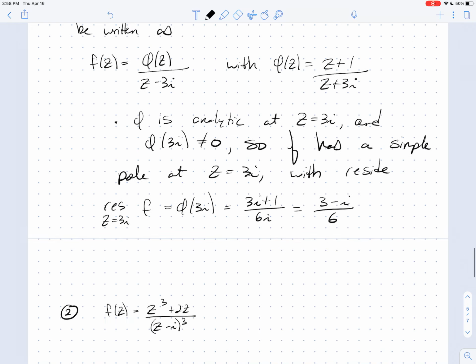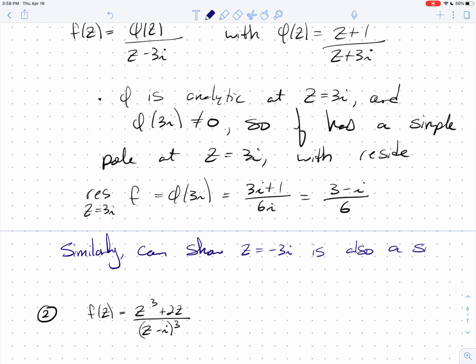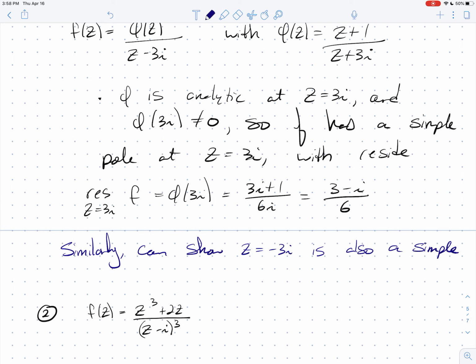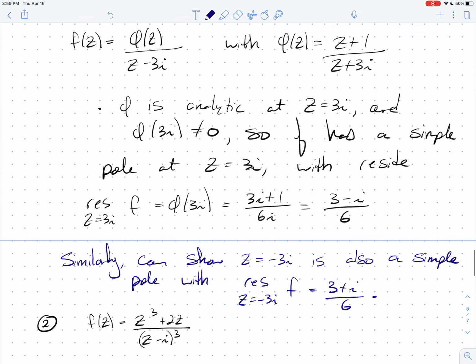Similarly, one can show, I'm not going to work it out, but there's another singularity at z equals negative 3i. So one can show that z equals minus 3i is also a simple pole with the residue at z equals minus 3i of f equals 3 plus i over 6.